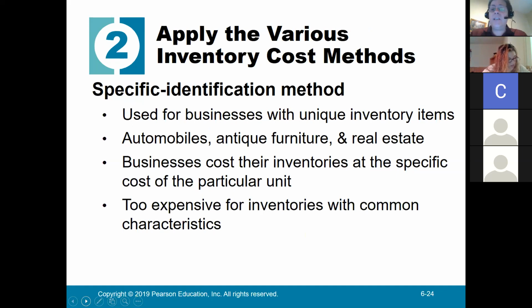All right, so it's easy as long as you make sure that you've got a way to track it very specifically. Okay, so that is the idea. This idea that it's too expensive for inventory with common characteristics is becoming less so in today's computer world. Literally, we can put little tags on almost anything today. But we still have some things that we choose not to track every single item separately.